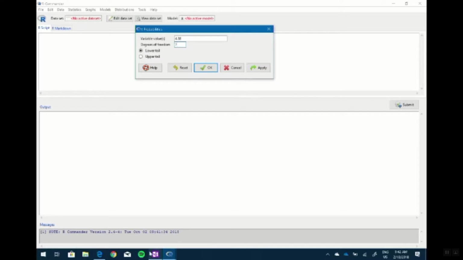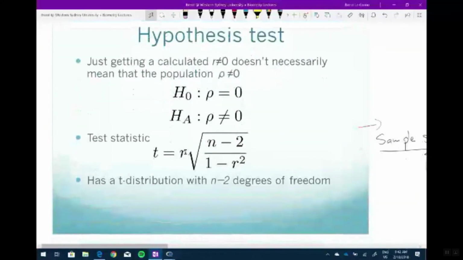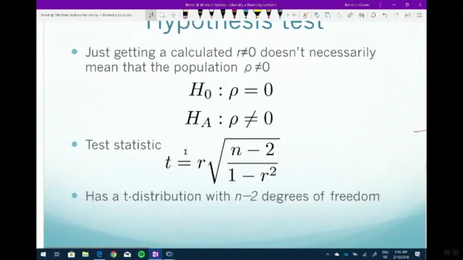Now think carefully. Here's my null and my alternate hypothesis. How am I going to calculate the p-value? I've got a positive test statistic. What do I want R Commander to give me, the lower or the upper tail? Sorry? Lower? Why lower? You've got to be careful, right? Because it's a two-sided test. I want to say, what's the probability of getting larger than 4.38 or smaller than negative 4.38? So I don't actually have to do both.